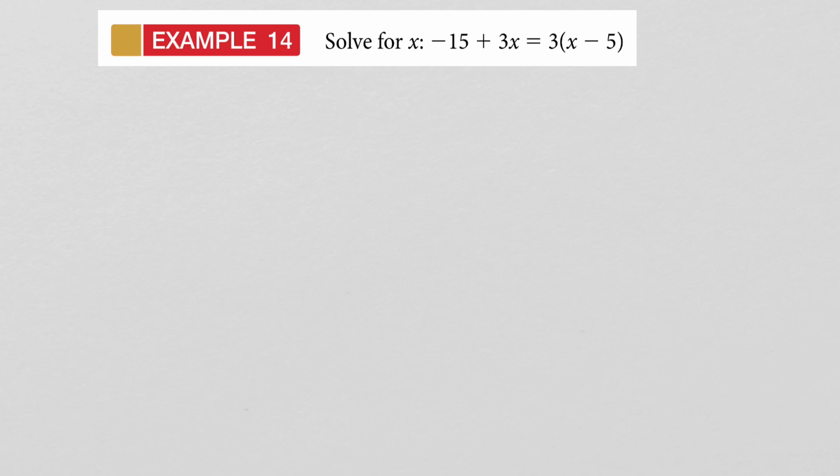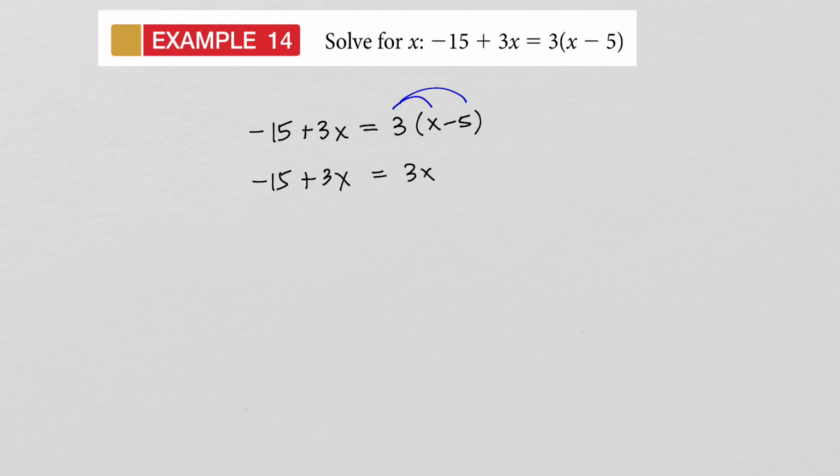And one final example here, this one is very similar to the last problem. We have negative 15 plus 3x is equal to 3 times x minus 5. To solve this, let's go ahead and multiply it out. We have negative 15 plus 3x is equal to 3x minus 15. Same as the last example, I'm going to subtract 3x from both sides to attempt to get all the x's on one side, but once again, they all cancel out.